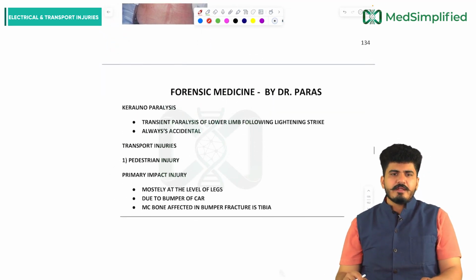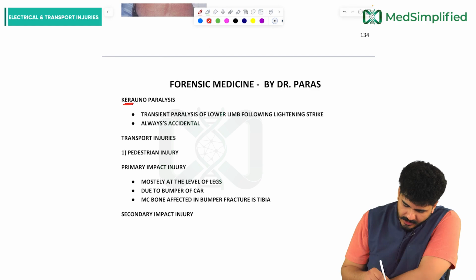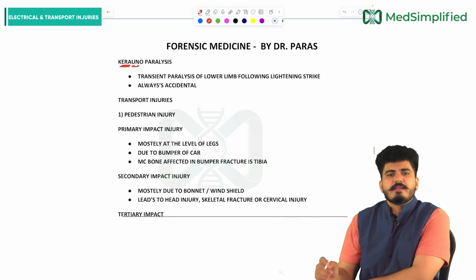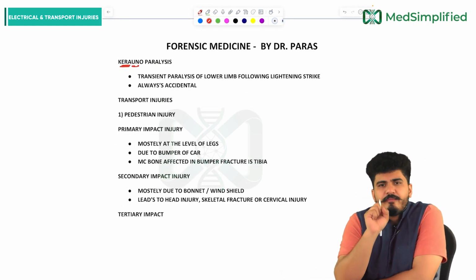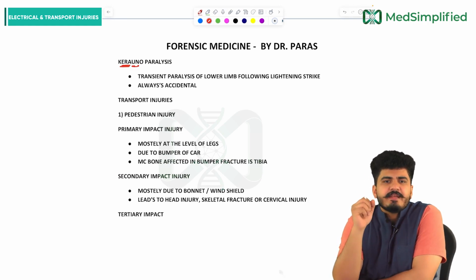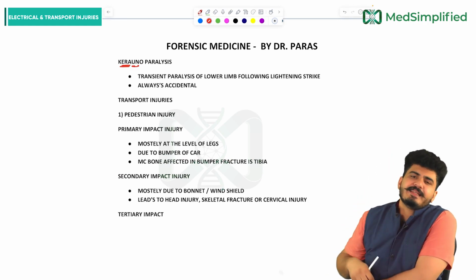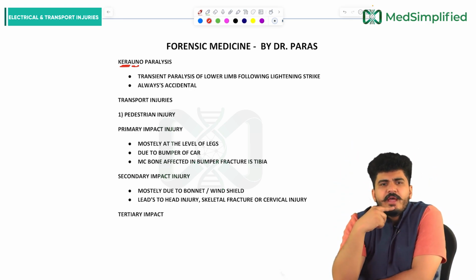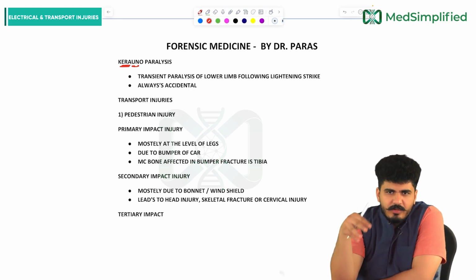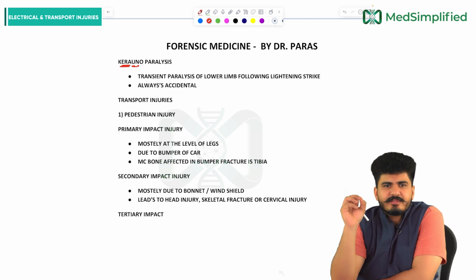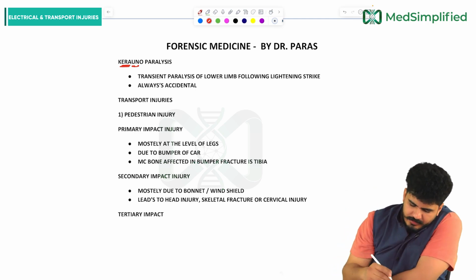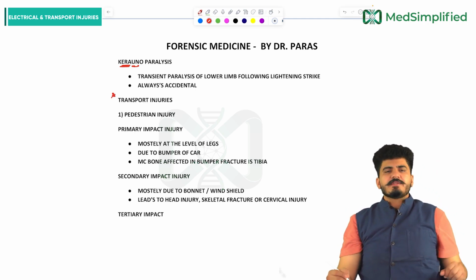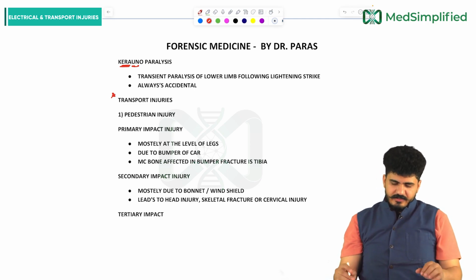Now coming to the next thing, keraunoparalysis. It is the transient paralysis of the lower limb following a lightning strike, and it is always accidental. Accidentally you are going somewhere, lightning comes onto you, and there is a transient paralysis of the lower limb. You are not able to walk for some time. This is called keraunoparalysis.